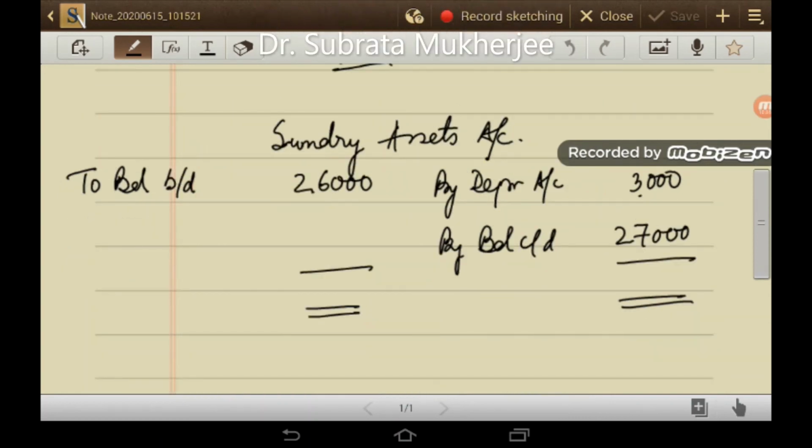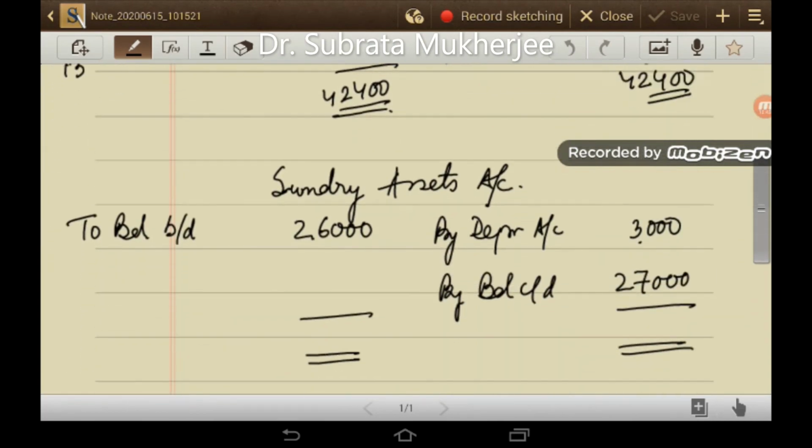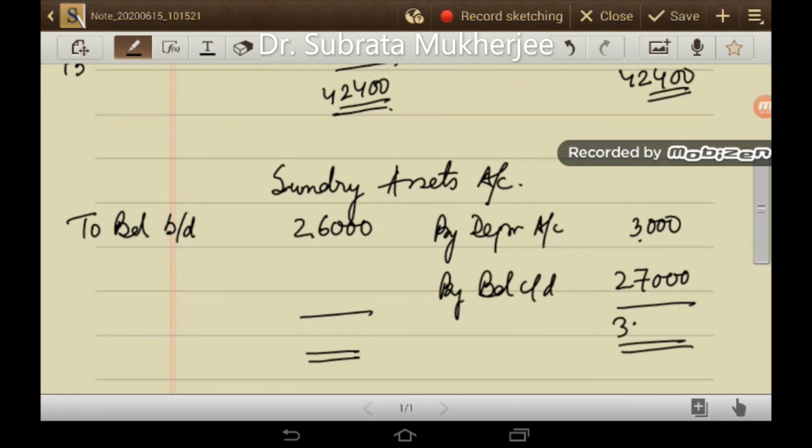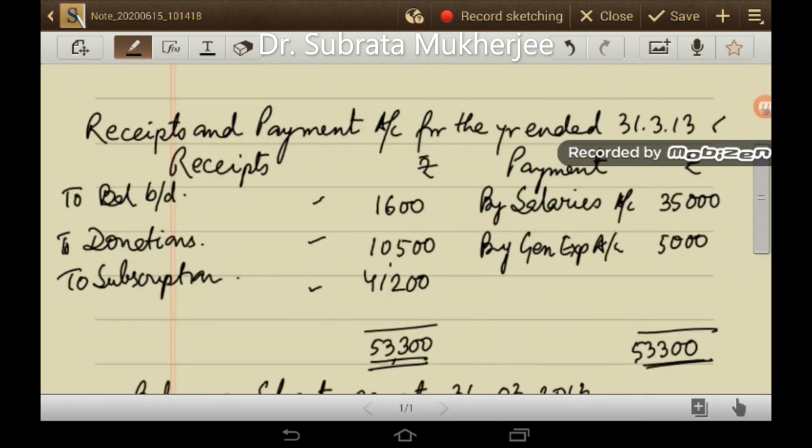I just forgot to close the sundry asset account, so I need to close it first. So I have closed the subscription account. And then I will close the sundry asset account. So on the credit side it is a total of 30,000 and the balancing figure is on the debit side. So this represents cash 4,000. It means purchase. So purchase of sundry asset. So this is the balancing figure. And this 4,000 will be posted in receipt and payment account.